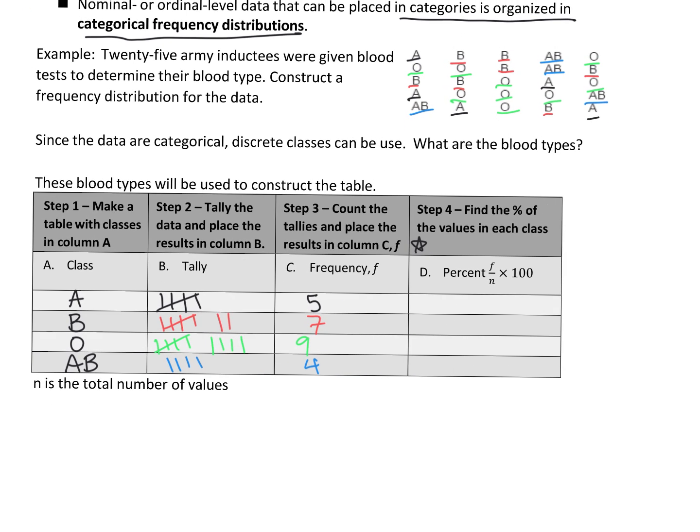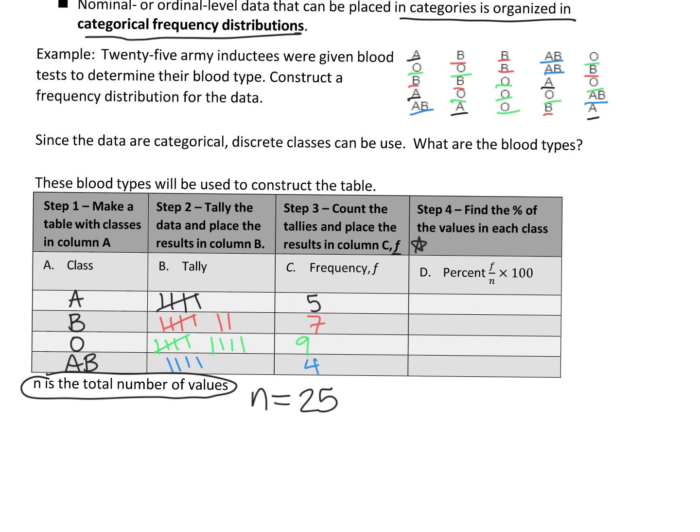So the percent is not bad. We just have to do basically the frequency over the number of values, and then multiply that by 100 is going to give us our percent. Okay, so the number n is the total number of values. Of course, in this case, n is equal to 25 because we have 25 Army inductees with 25 blood types that were listed for each person, right?